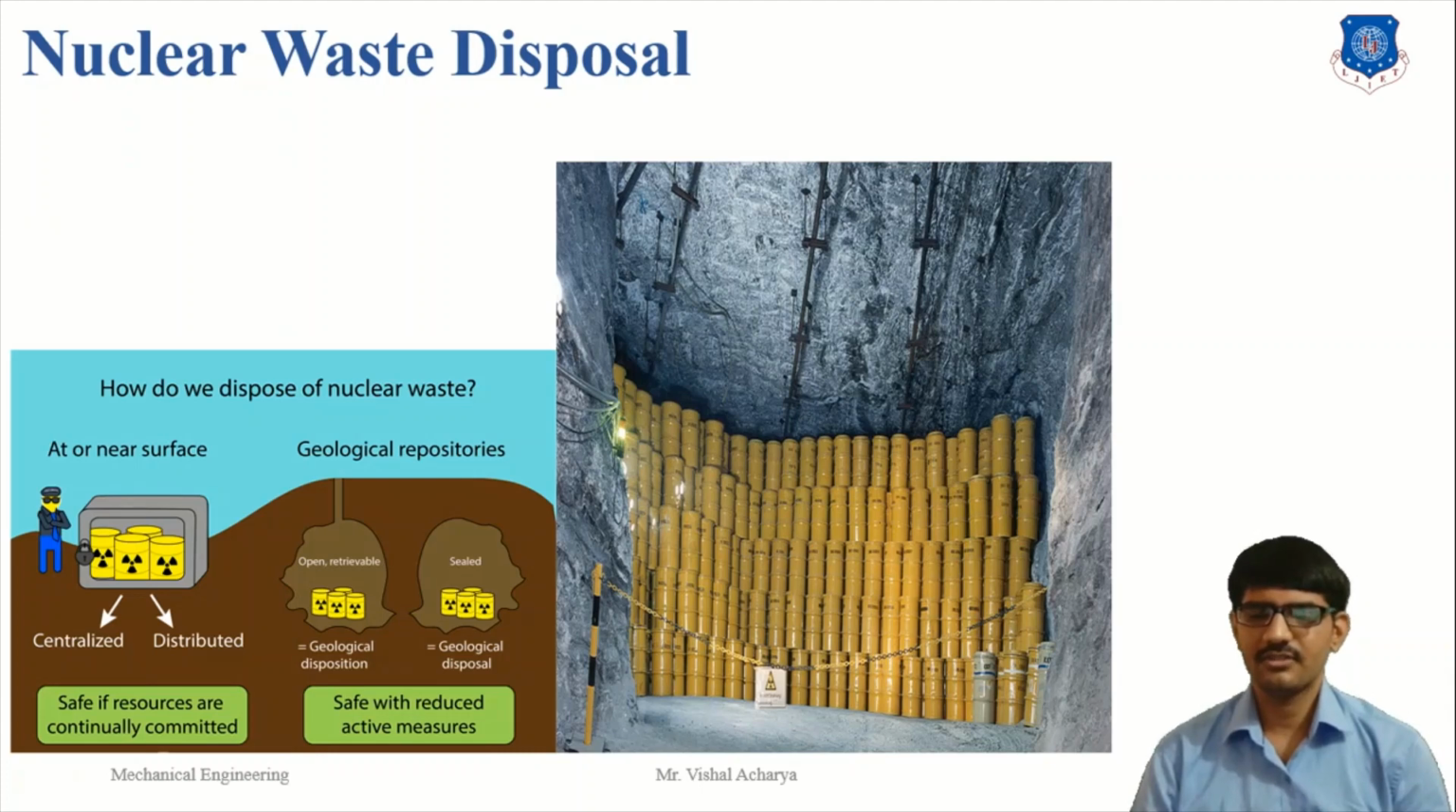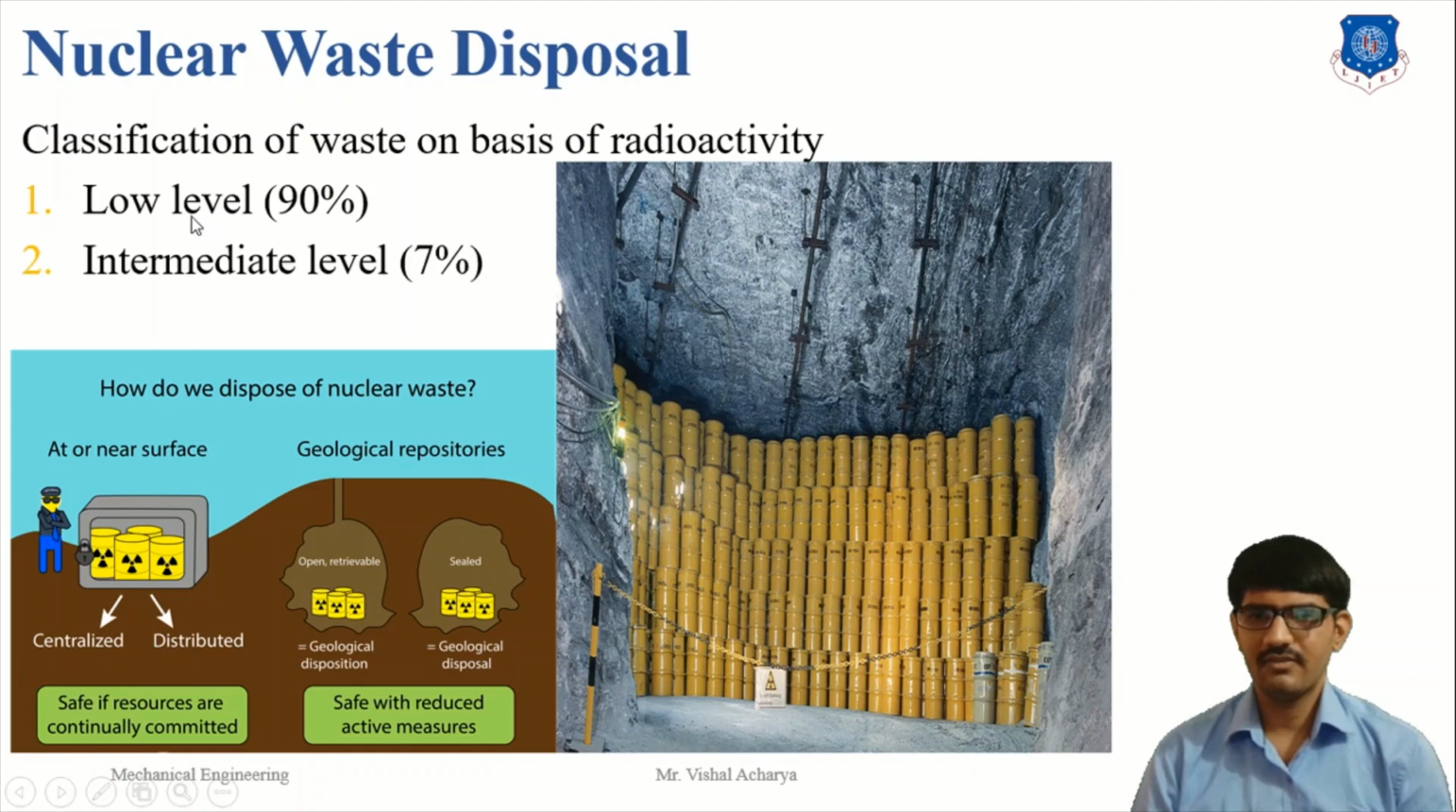Now nuclear waste disposal. Here we define how to dispose of nuclear waste: at the near surface, centralized or distributed first, then geographically, in an open environment or a closed environment. It is safe if resources are continuously committed, and safe with reduced active measures. There are three types of nuclear waste: low level 90%, intermediate level 7%, and high level 3%. We can also classify it as solid, liquid, and gaseous nuclear waste.